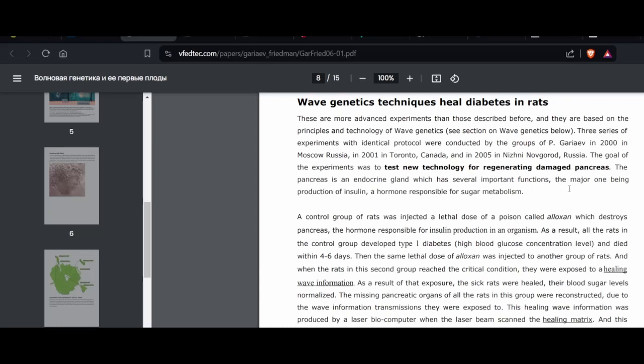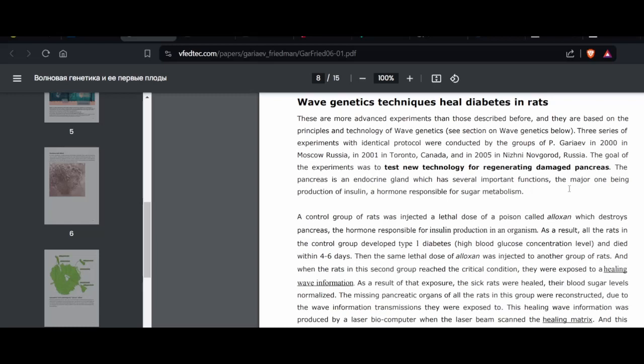After they had this healing wave, this sound wave applied, we kind of talked about how the DNA had a sound to it that they recorded. Same sort of thing here. They recorded a healing wave. They play it to the rats. I don't know, I think we'll get to how they did that maybe, or they just played it around the rats. And their blood sugar normalized. The destroyed parts of the pancreas were reconstructed, and 90% of the rats lived.